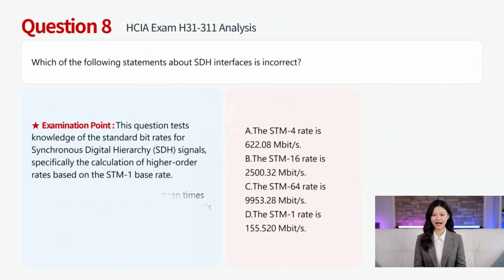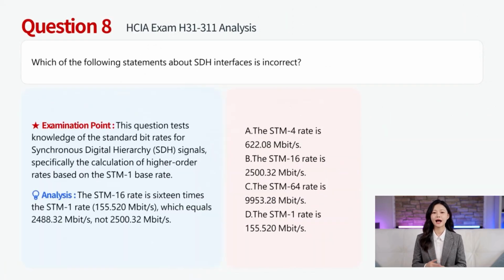The synchronous digital hierarchy, SDH, is defined by ITU-T recommendations, with the STM-1 signal serving as the fundamental building block at 155.520 megabits per second. Higher order signals are formed by byte interleaving multiple STM-1 frames, with each subsequent rate being a precise multiple of the base rate. The standard STM-16 rate is 16 times that of STM-1, which equals 2,488.32 megabits per second. The stated value of 2,500.32 megabits per second is therefore incorrect.